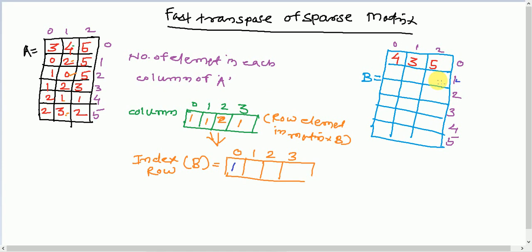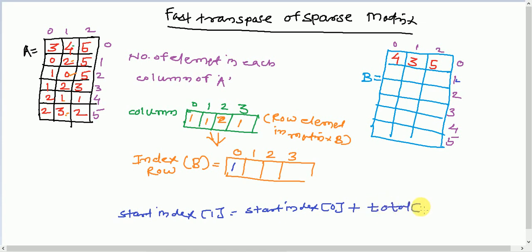The start index of column number 1 will be equal to the start index of row number 0 plus the total number of elements in row number 0. Like say here, the start index of row number 0 is 1, the total number of elements in row number 0 is 1, so 1 plus 1 is 2. That means at the second index column number 1 will start.